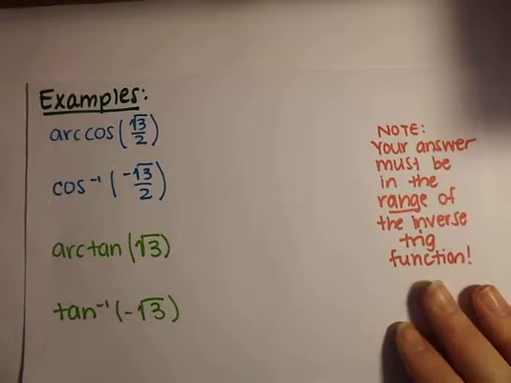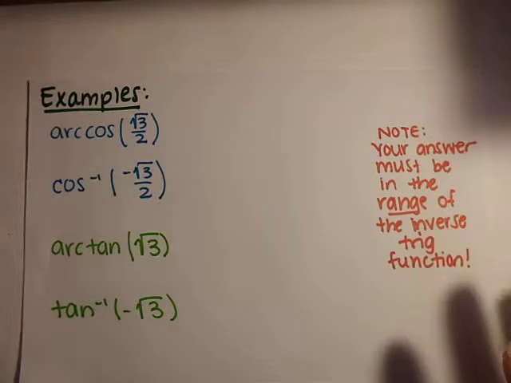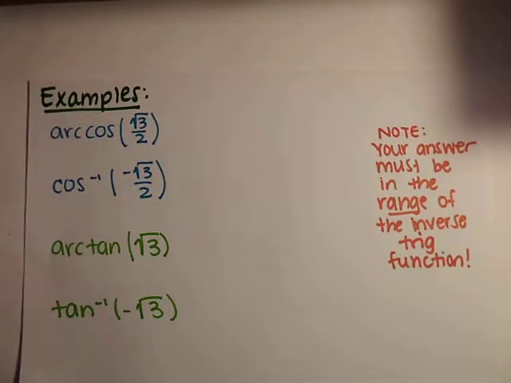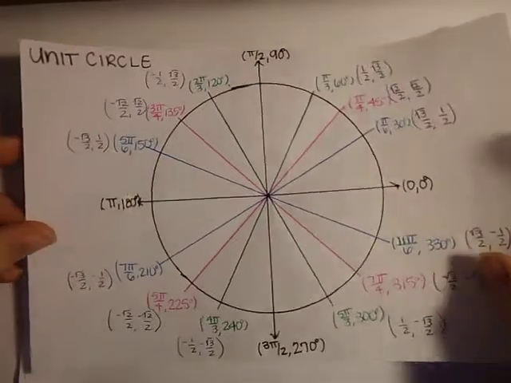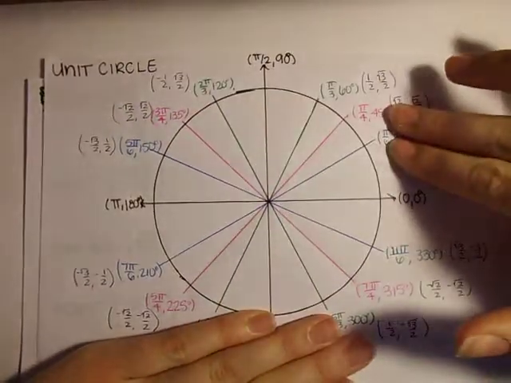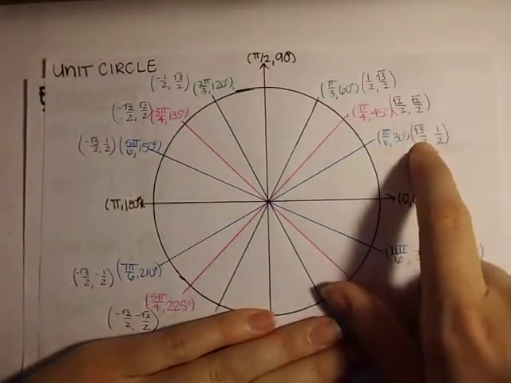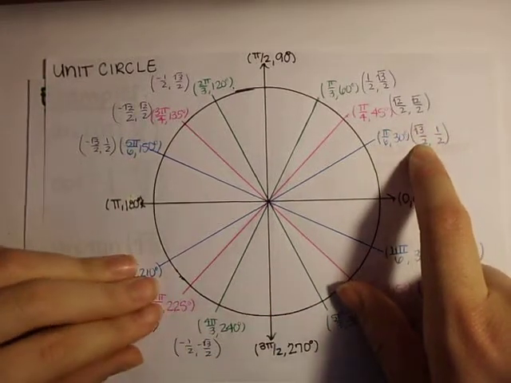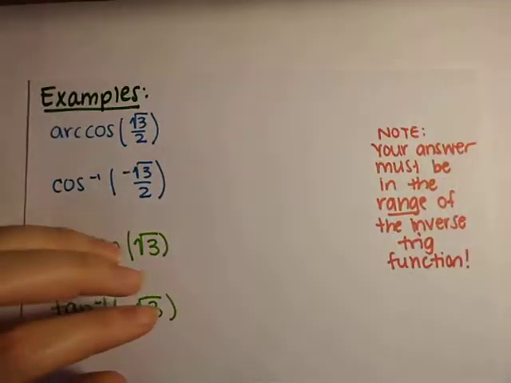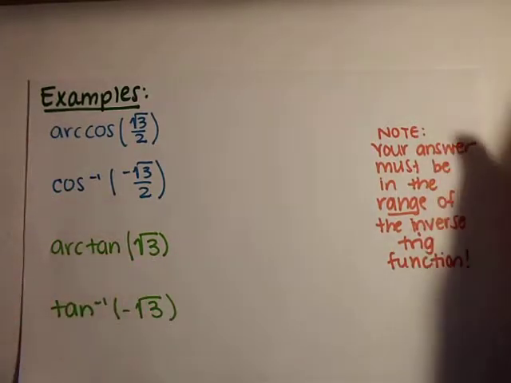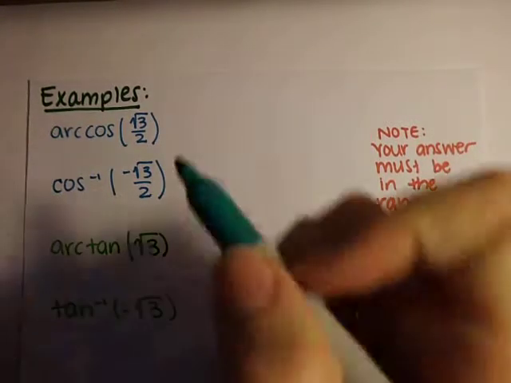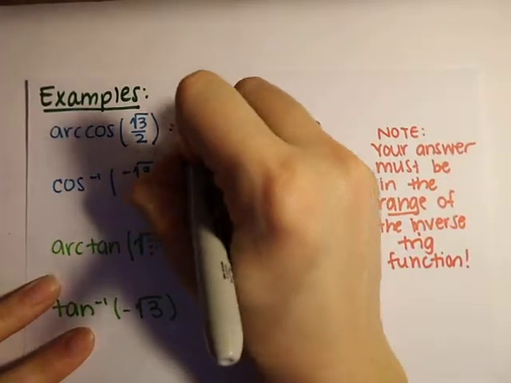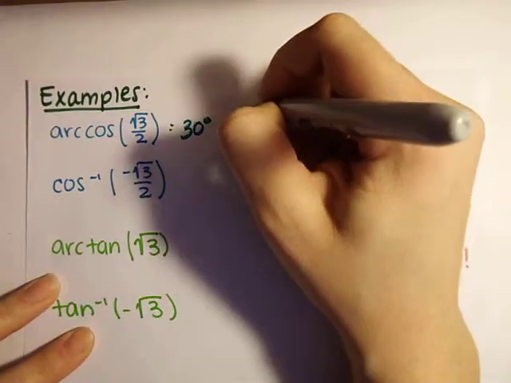Alright, let's try some examples. Our first example is arc cosine of square root of 3 over 2. So remember, we have a value, we're looking for an angle. So for cosine, we're looking at this top half. We're looking for square root of 3 over 2 being an x value for cosine, and we have it right here at 30 degrees or pi over 6. So I can say arc cosine is 30 degrees or pi over 6.